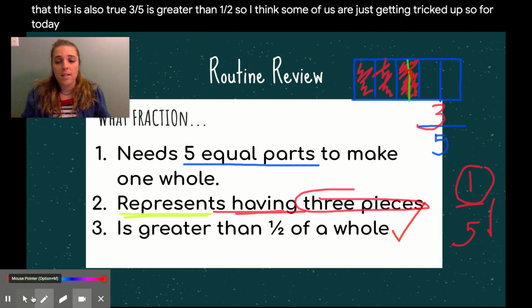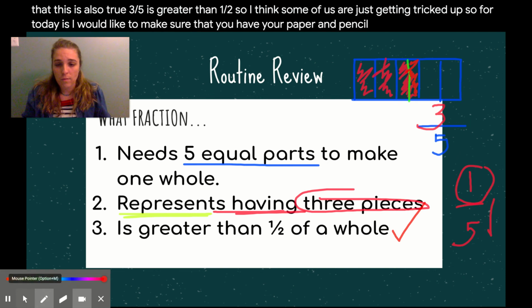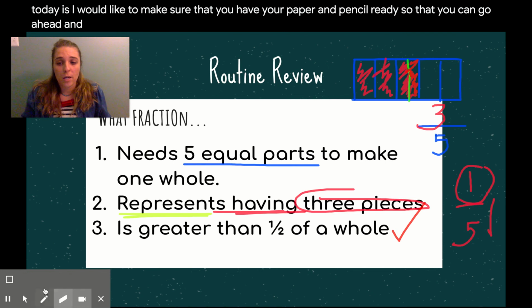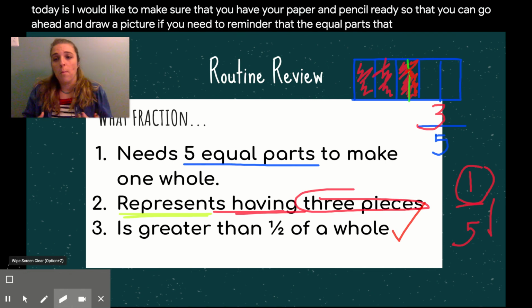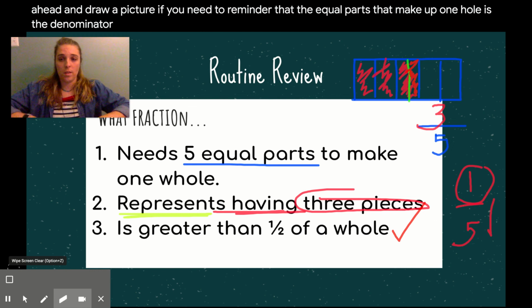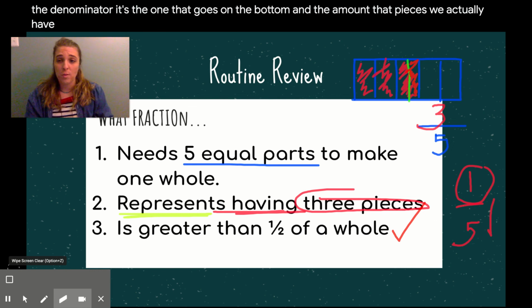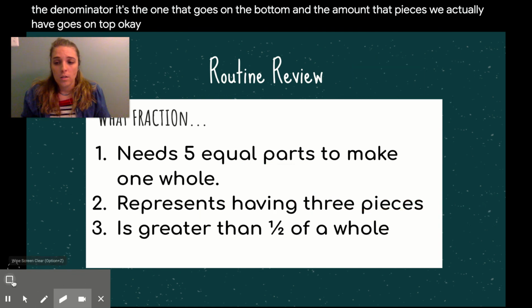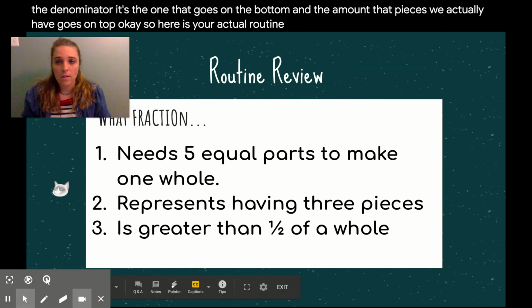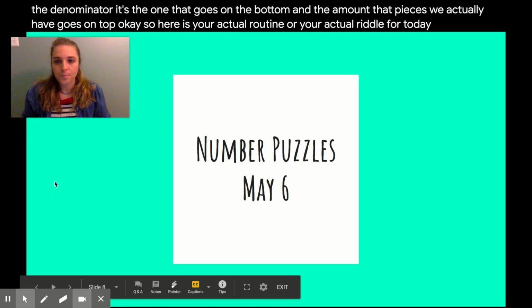So for today's, I would like to make sure that you have your paper and pencil ready so that you can go ahead and draw a picture if you need to. Reminder that the equal parts that make up one whole is the denominator. It's the one that goes on the bottom. And the amount of pieces we actually have or that we care about is the numerator. It's the number that goes on top. Okay. So here is your actual routine or your actual riddle for today.